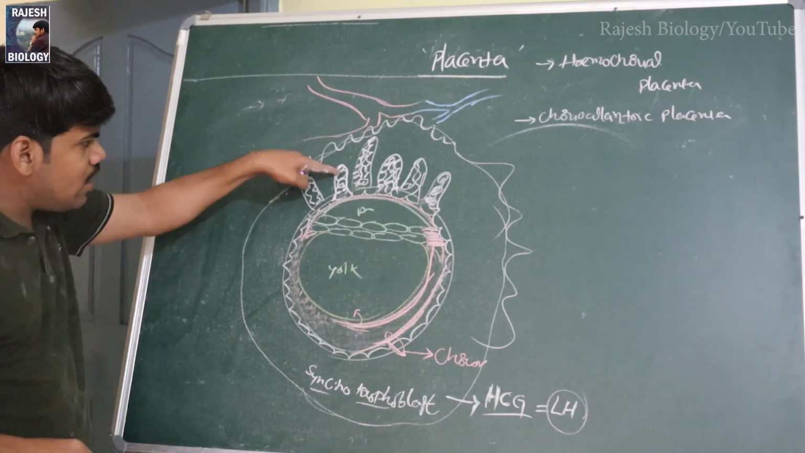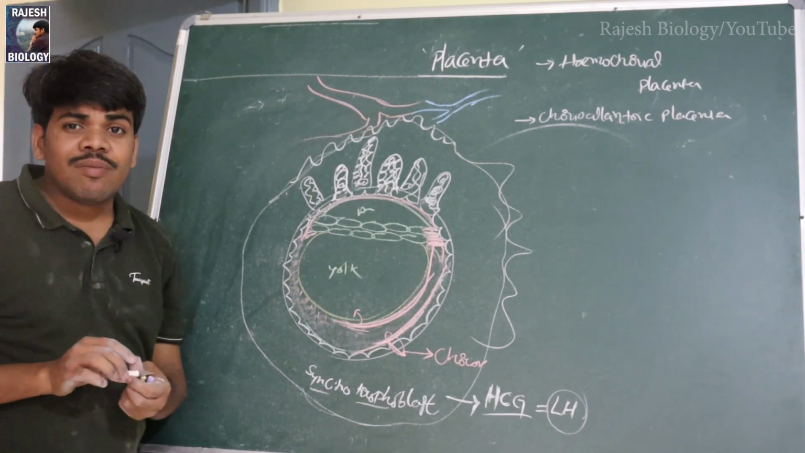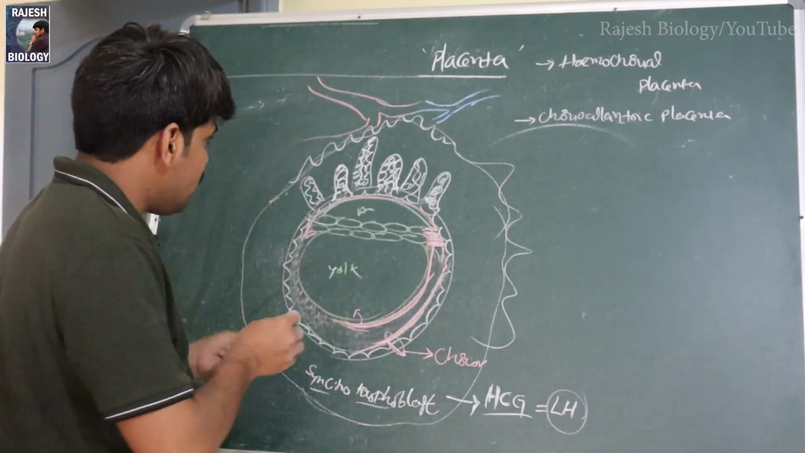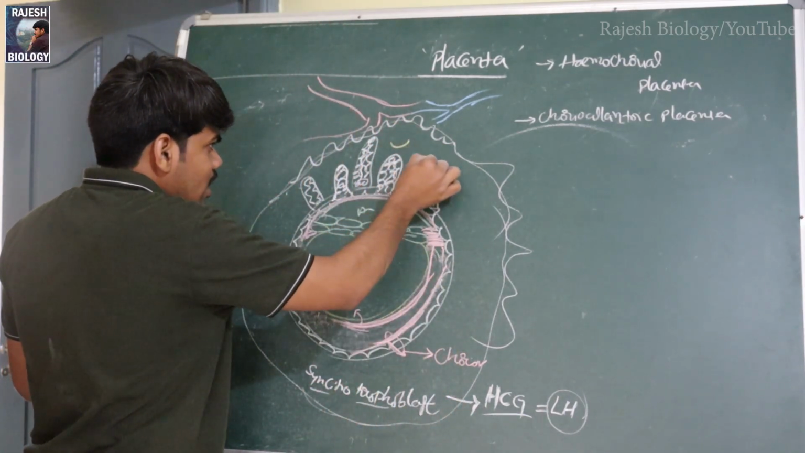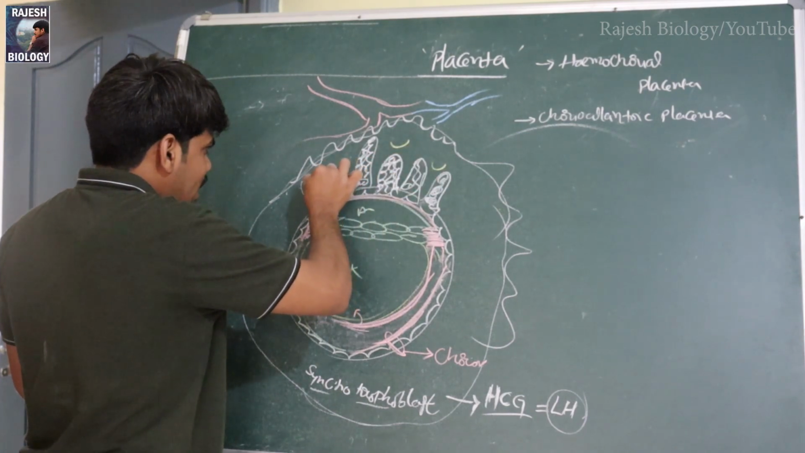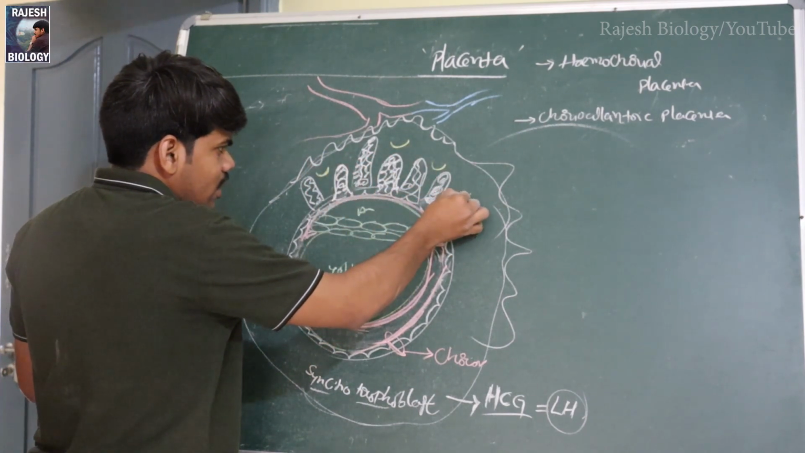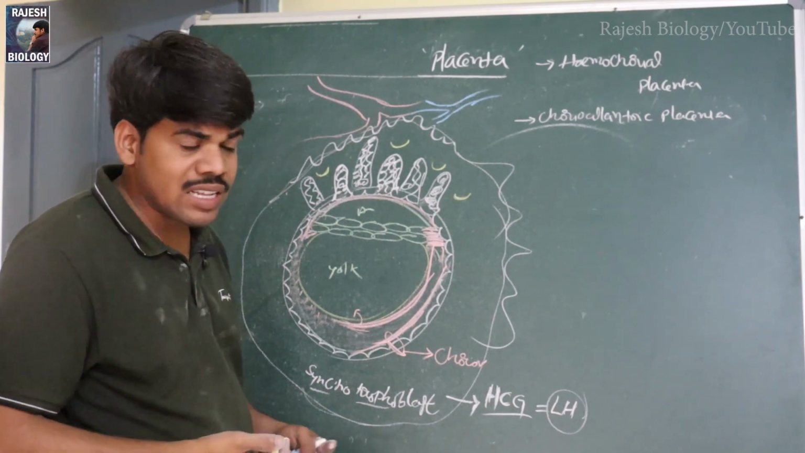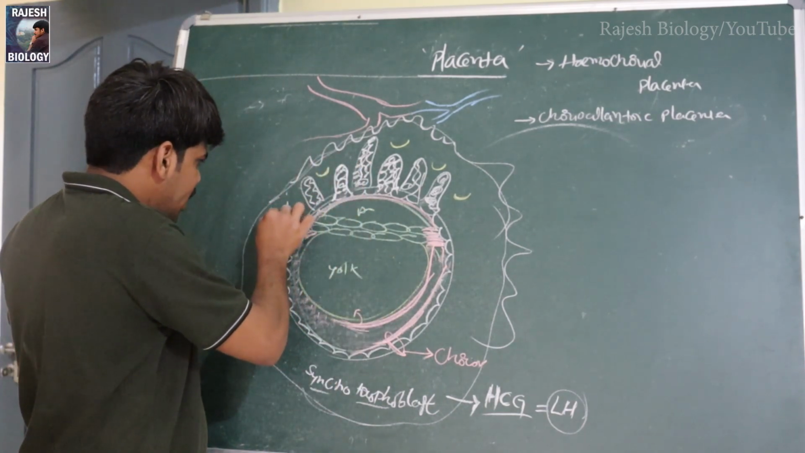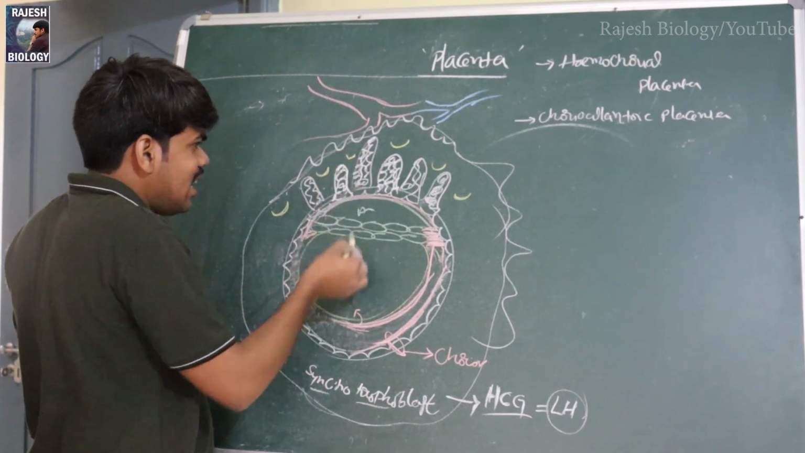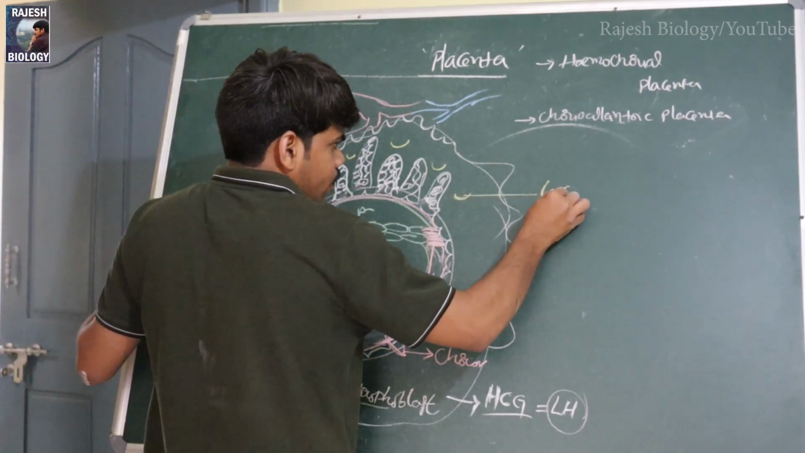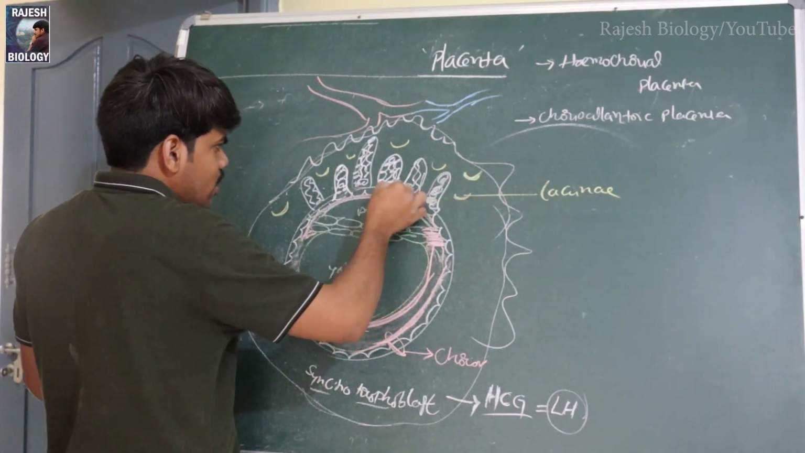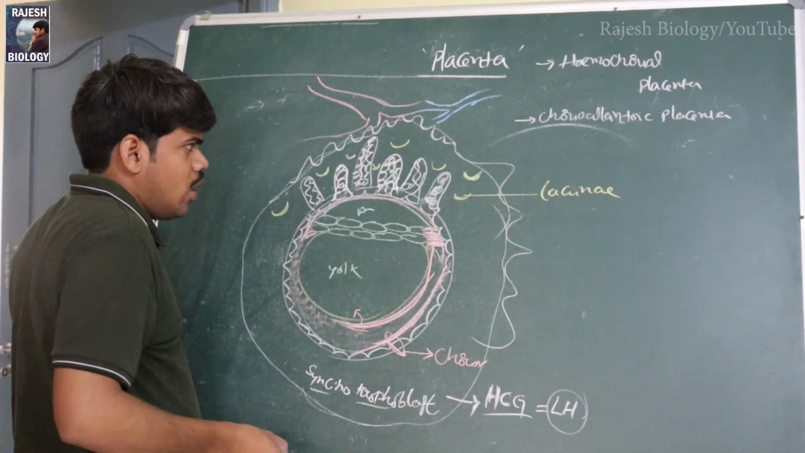In between these columns, some spaces are formed. Cavities are formed, like puddles on roads. If we observe in the rainy season, and in every season actually, we can see so many puddles on the roads. The same type of cavities are observed here. These puddle-like cavities are called lacunae, and this system is called the lacunar system. Like this, lacunae are formed.